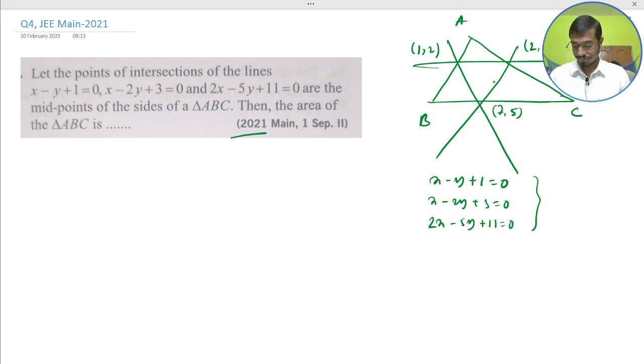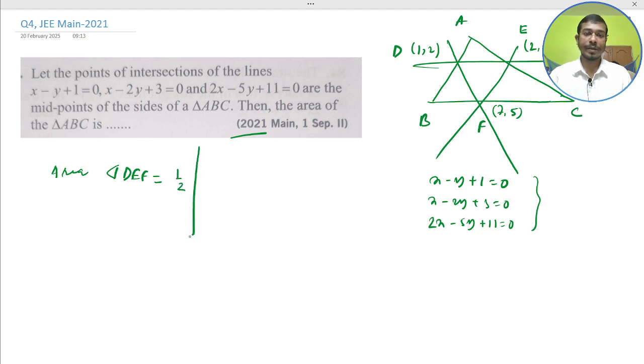Now this area. This is D, that is F, and this is E. So the area delta of the triangle DEF is equal to half determinant 1, 2, 1, this point. 3 points you have been given, you have to find the area. 7, 5, 1, 2, 3, 1.